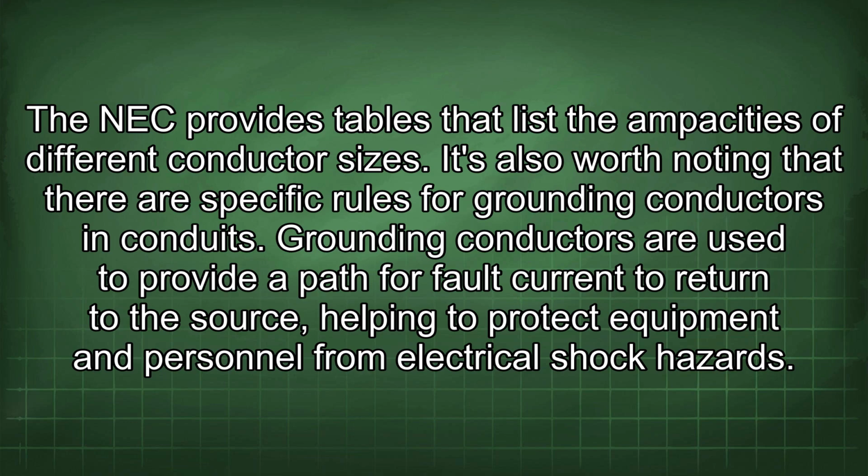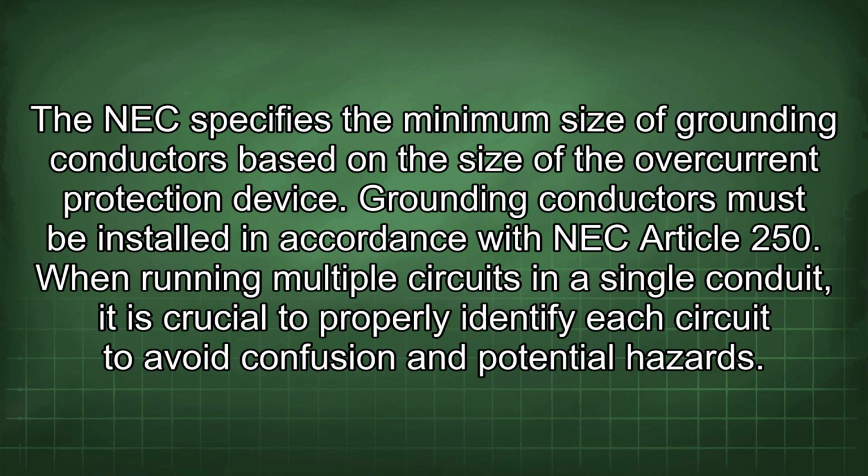It's also worth noting that there are specific rules for grounding conductors in conduits. Grounding conductors are used to provide a path for fault current to return to the source, helping to protect equipment and personnel from electrical shock hazards. The NEC specifies the minimum size of grounding conductors based on the size of the overcurrent protection device. Grounding conductors must be installed in accordance with NEC Article 250.